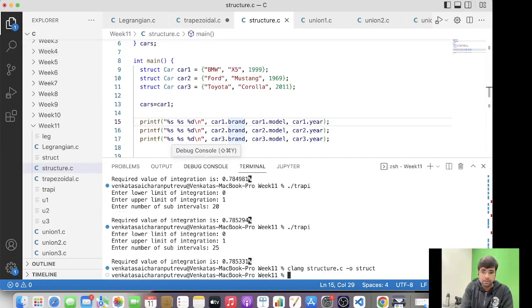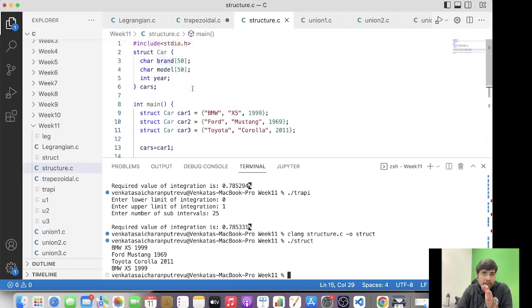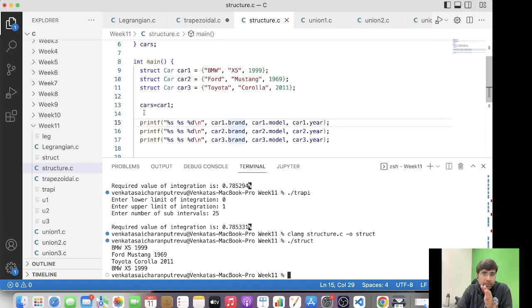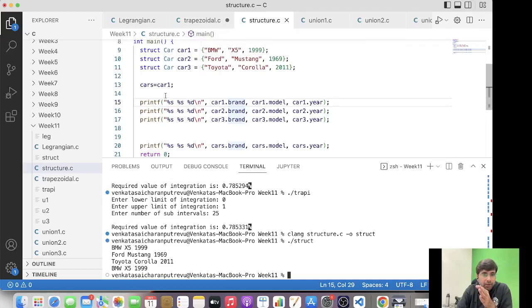So dot slash struct. You can see BMW X5 1999 and Ford Mustang 1969. Here I try to copy one structure variable to another. You can see that car 2 has the same data which car 1 has, because I copied the value, just like how we assign one value to another variable. All the corresponding values will also be assigned to that particular structure. So this is the simple structure thing.